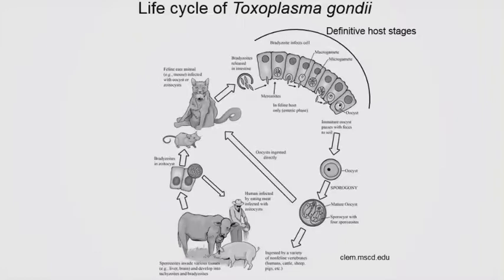But you can become infected directly from the oocyst, and the sporozoites can eventually, so either the oocyst sporozoite or the bradyzoite. So you can eat an infected animal, and those bradyzoites can regress back into a tachyzoite.